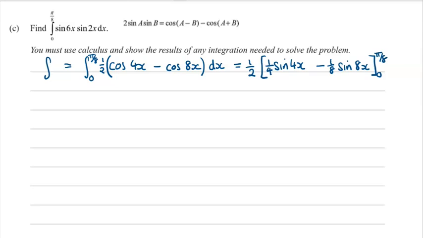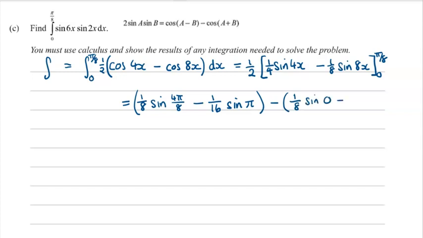So substituting in those values now, I'm actually going to multiply that half through, so we'll get an 1/8 sine of 4 pi by 8 by popping that first one in. And then if we put pi by 8 into the next one, so we've got an 1/8 times a half, so a 16th sine of, it'll be 8 pi over 8, so that's pi, minus putting the 0 in, so an 1/8 sine of 0 minus an 1/8 sine 0.